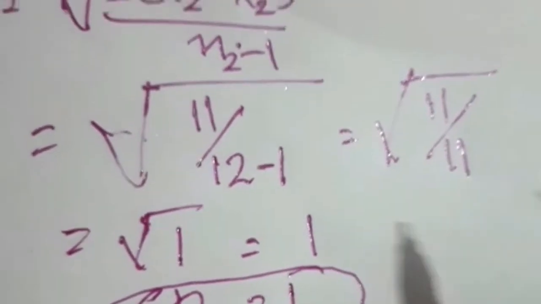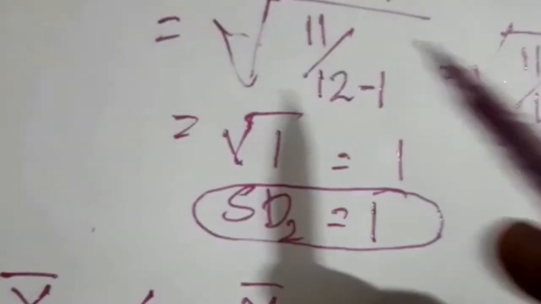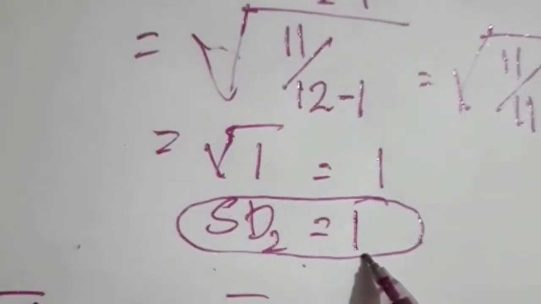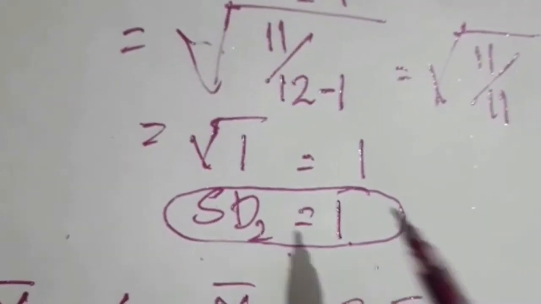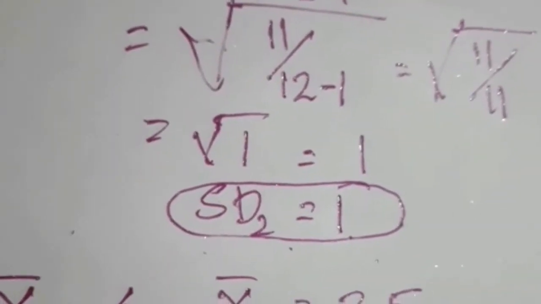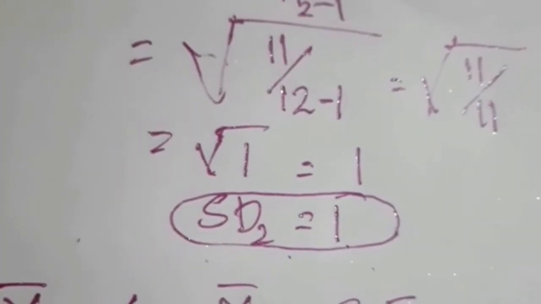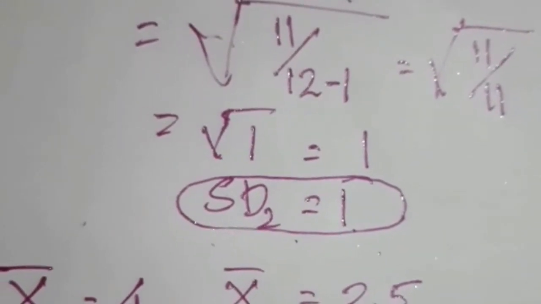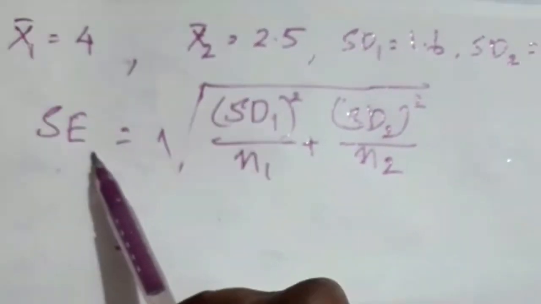So here we got x1 bar 4, x2 bar 2.5, SD1 1.6, and SD2 1. So we have all these values. Now we have to substitute all these values in the formulas. Then we will get the standard error. After getting the standard error, we have to substitute these values in the formula for the T calculated value. So next we need to calculate the standard error.